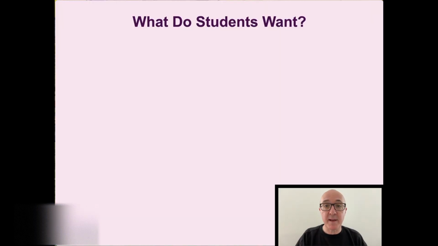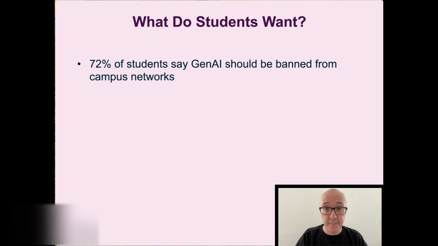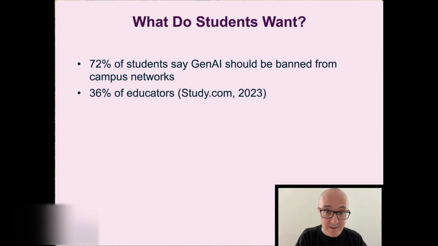A 2023 survey of over 1,000 college students by study.com. It's a commercial education platform. It's not an academic source, but it's a large sample size, and therefore it's worth looking at. This research found 72% of the students they spoke to believed AI tools should be banned from their college network. 72% of students. And in contrast, only 34% of their teachers, educators, favoured banning these tools.